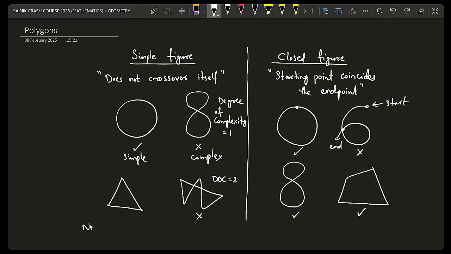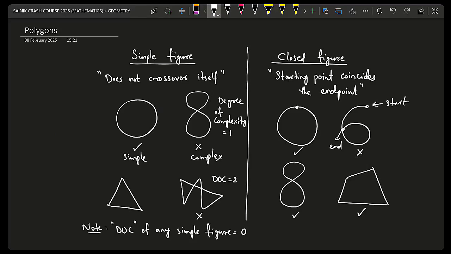So we can write a note point about it. That is degree of complexity. Let me write the short form. Degree of complexity of any simple figure. What is the degree of complexity of a simple figure? Sir, 0. Yes, because it is not crossing over itself. So the degree of complexity of any simple figure becomes 0.